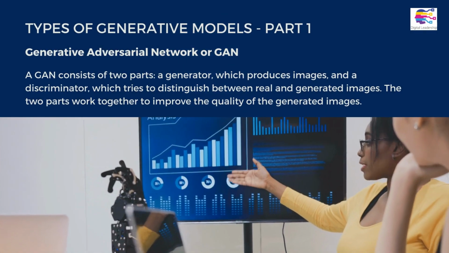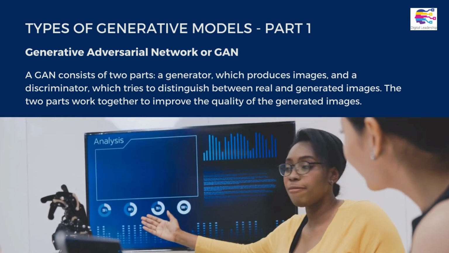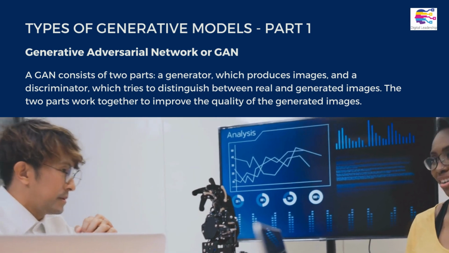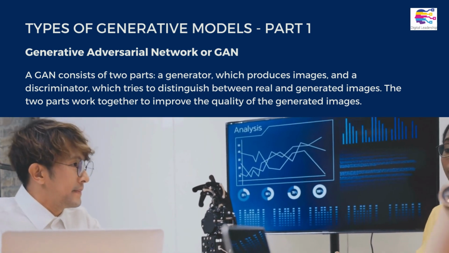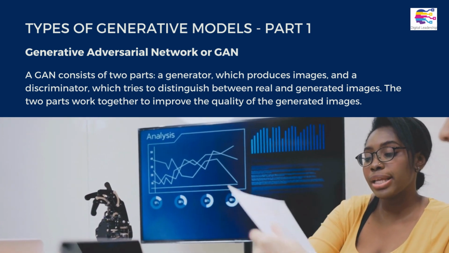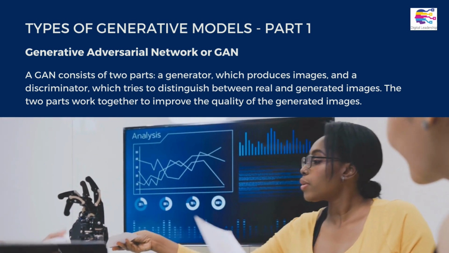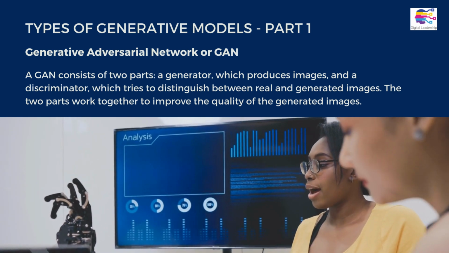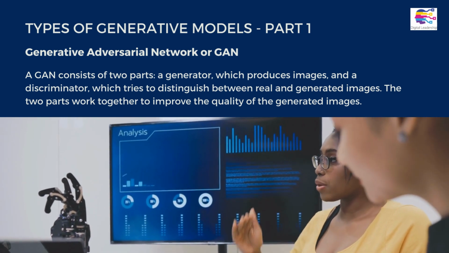Types of generative models, Part 1. One popular type of generative model is the Generative Adversarial Network, or GAN. A GAN consists of two parts, a generator, which produces images, and a discriminator, which tries to distinguish between real and generated images. The two parts work together to improve the quality of the generated images.